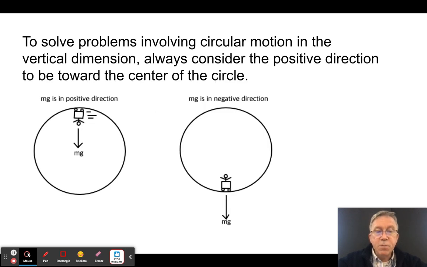Okay. The first bit of advice I have for you when solving vertical centripetal force problems is to set the center of the circle as the positive direction. Don't say up is positive. Don't say right. Don't say the direction of motion. Say the center of the circle is positive, and it will make life a lot easier.